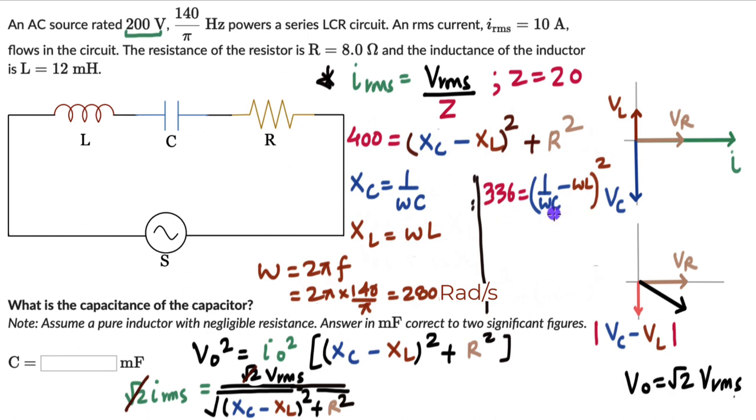Now we know the value of omega, that is 280, and we know the value of L, that is 12 into 10 to the power minus 3, because this is in millihenry. So we can substitute those values and figure out the value of the capacitance. I strongly encourage you to do all those steps, just do the maths, and the final value of the capacitance comes out to be equal to 0.16 millifarads.